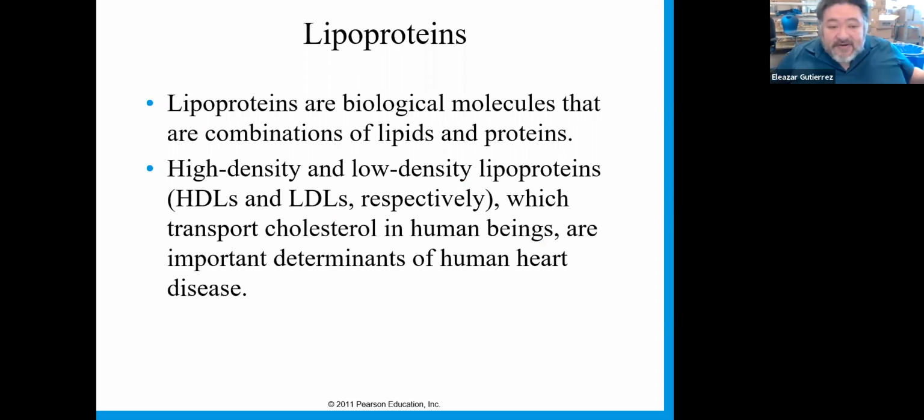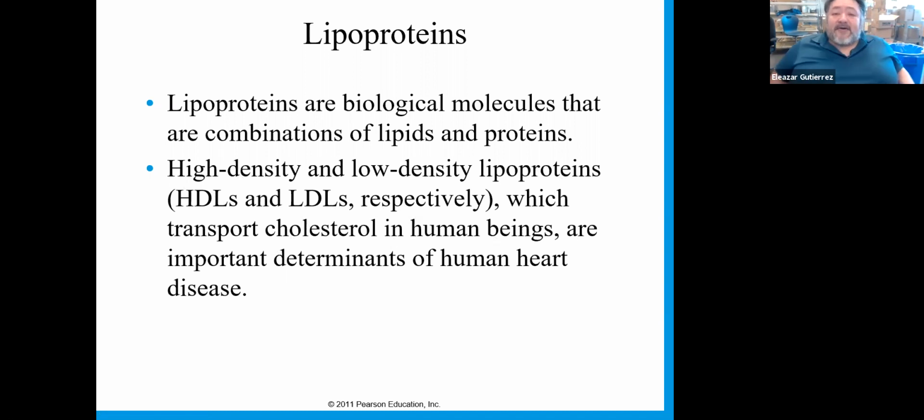Lipoproteins. This is one of my favorite topics. Okay. You guys are probably too young to care. I'm more than old enough to care. But we deal with these things called high density and low density lipoproteins. Okay. When you go to your doctor, these are called the good and the bad cholesterol, respectively. Okay. So the good is high density, the bad is low density. And it says which transports cholesterol in human beings and are important determinants of human heart disease.